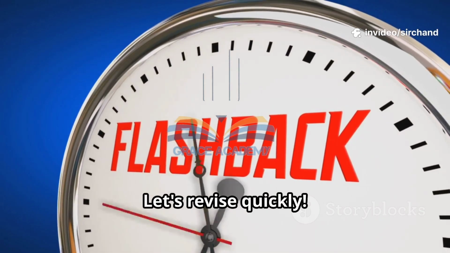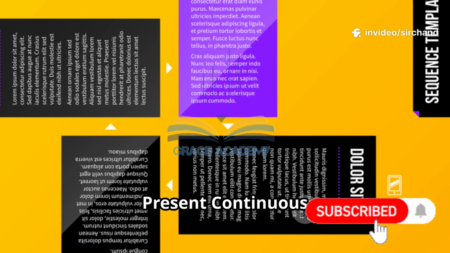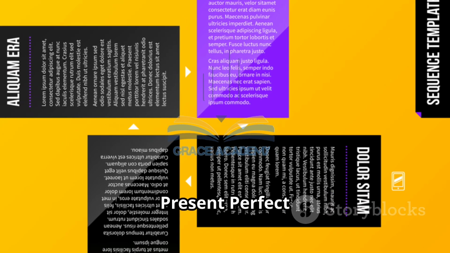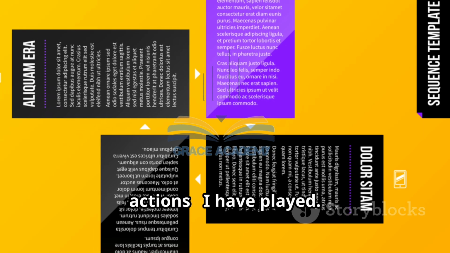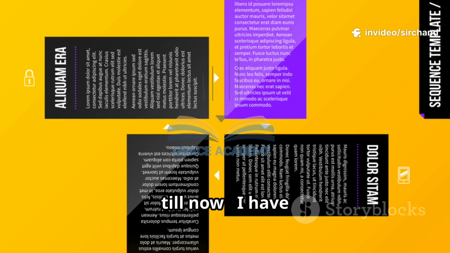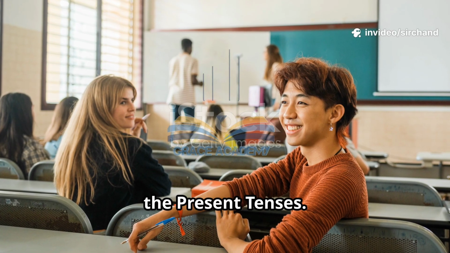Let's revise quickly. Simple present equals daily habits. I play. Present continuous equals happening now. I am playing. Present perfect equals completed actions. I have played. Present perfect continuous equals action from past till now. I have been playing. So now you can speak confidently about the present tenses.